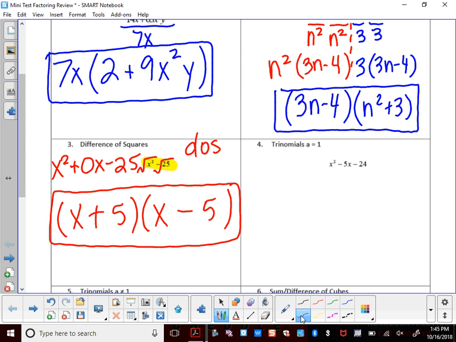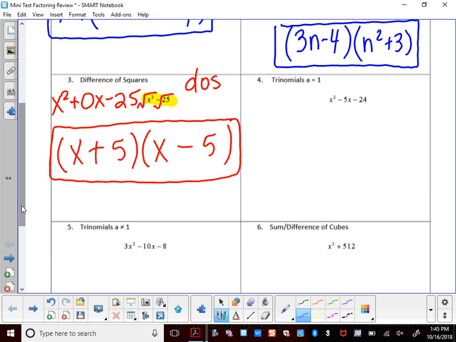All right, when there's just a 1 in front of my x squared, like in number 4, I can just get right into my AM method. I need two numbers that multiply to give me what? Be careful.